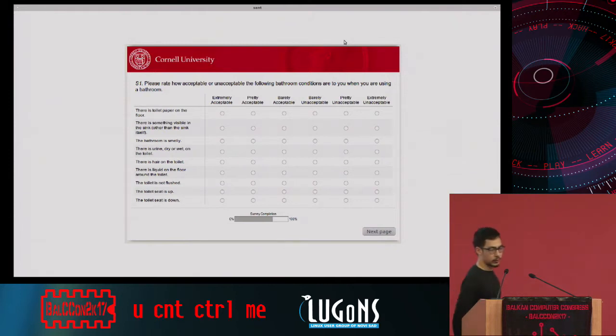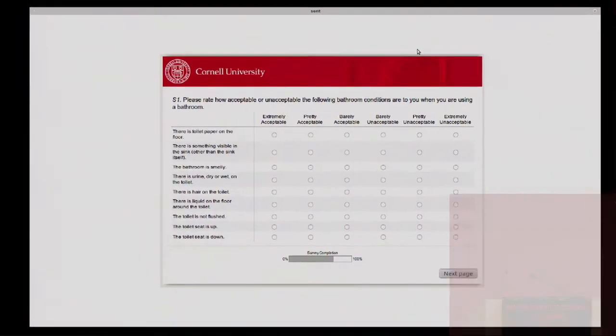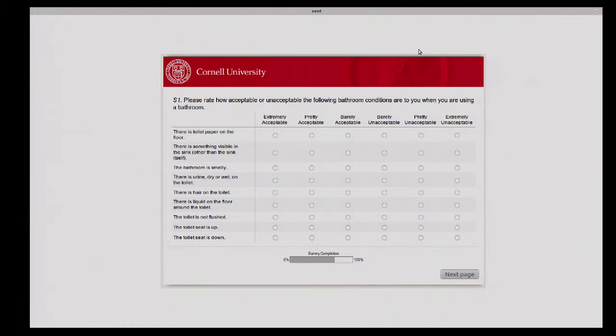Well, it doesn't really matter whether you can read it. That row was the questions, and this way is numbers from 1 to 6. These are questions, and you rate them on a scale of 1 to 6.